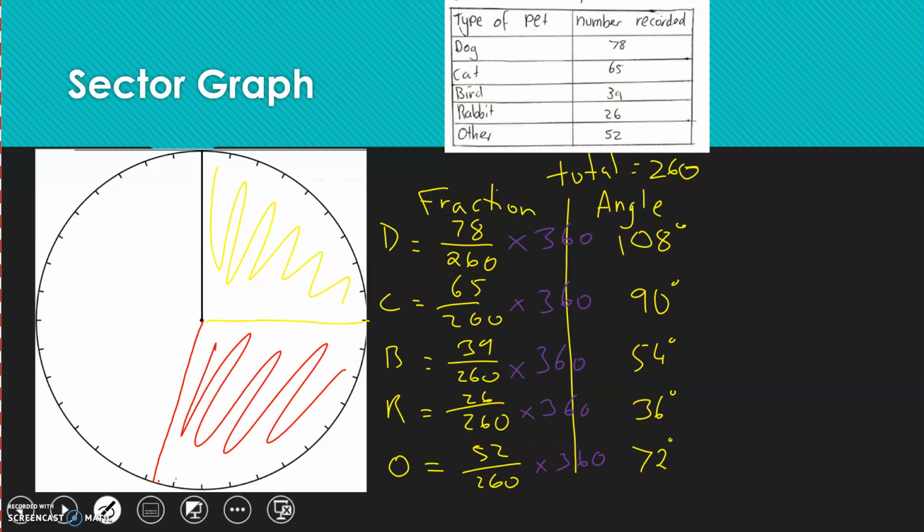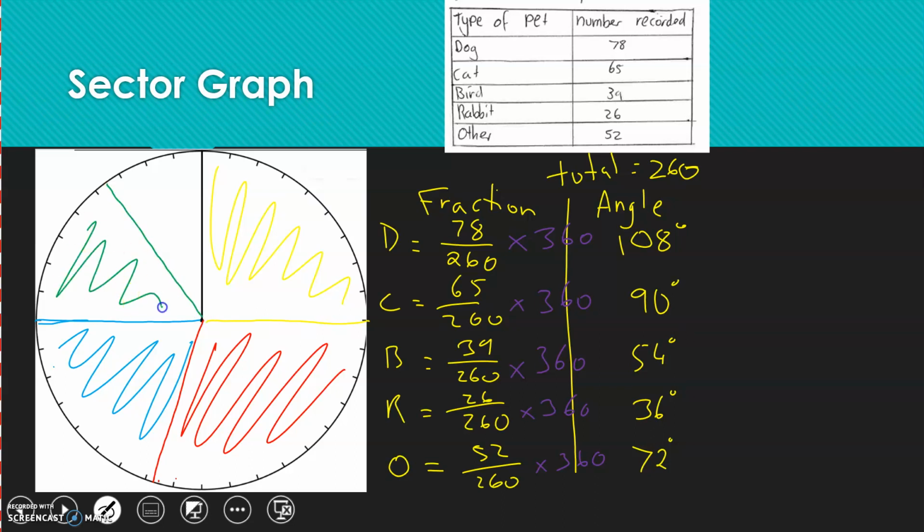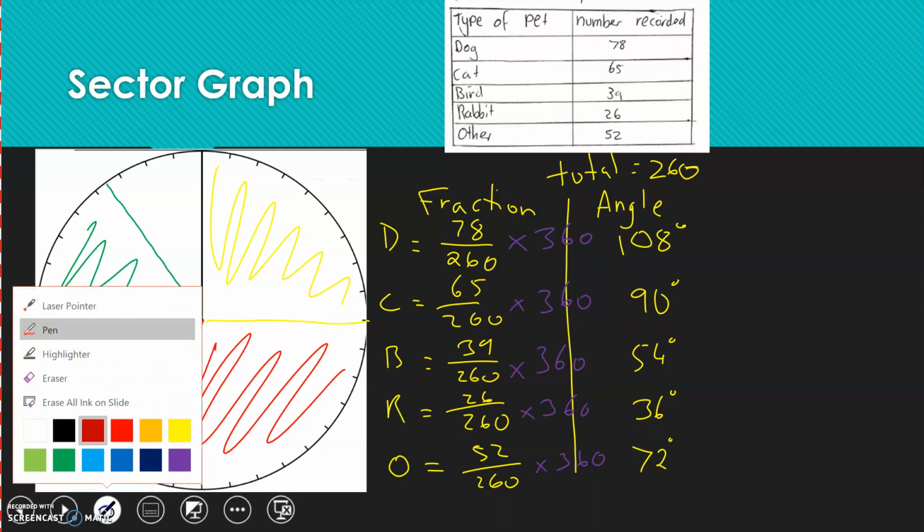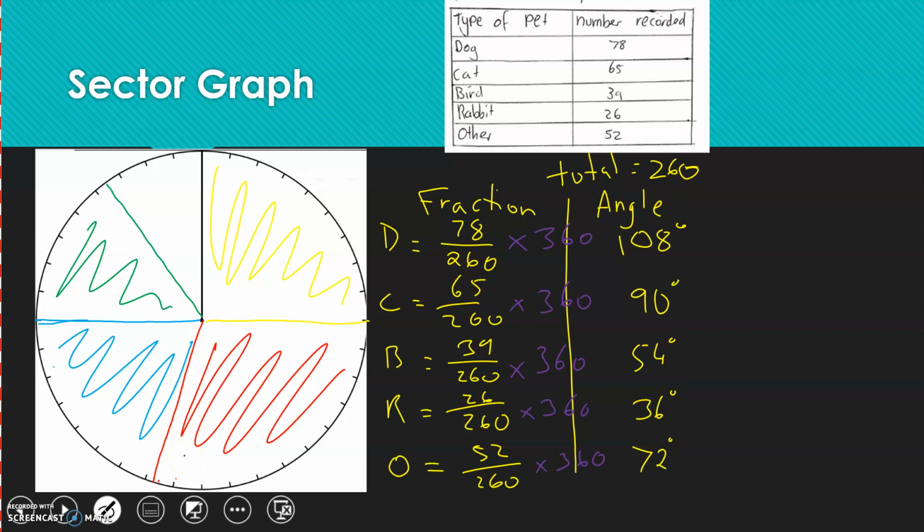Our next section is other, which is 72. I'll make that blue. That will come from here across to the middle. That's 72 degrees in there for our other section. We then have 54 degrees for the birds. And then our final piece of our sector is the 36 degrees for the rabbits.